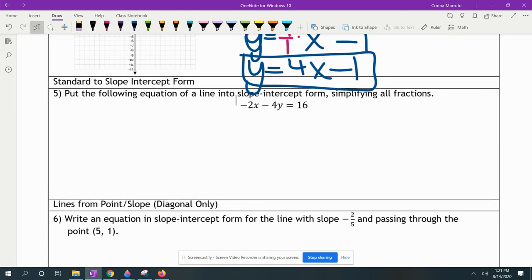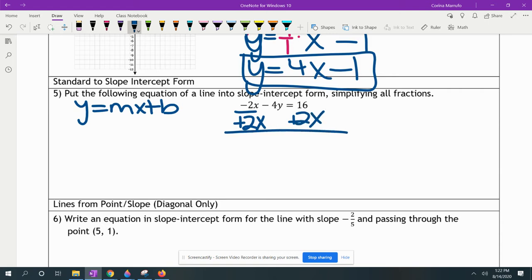All right, the next one, standard slope intercept form. So here it says put the following equation of a line into slope intercept form, simplifying all the fractions. So in order for us to get this in slope intercept form, this is what slope intercept form looks like. y equals mx plus b. We need to get the y by itself. So we're going to start off here by getting rid of this negative 2x by doing the opposite and adding 2x. What we do to one side, we have to do to the other side.